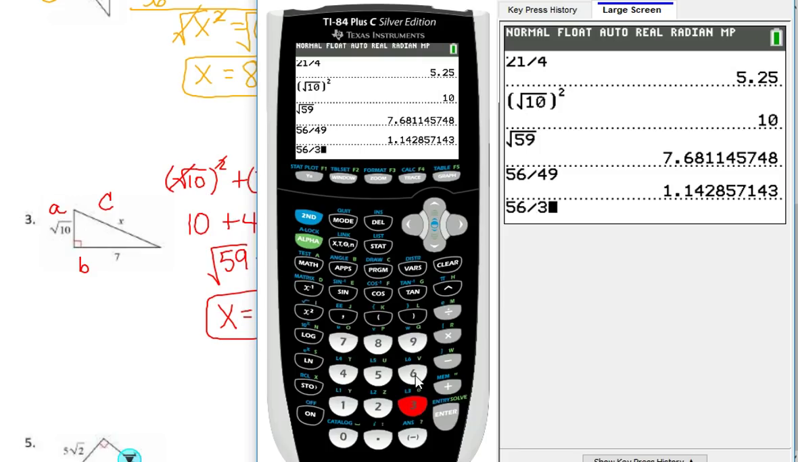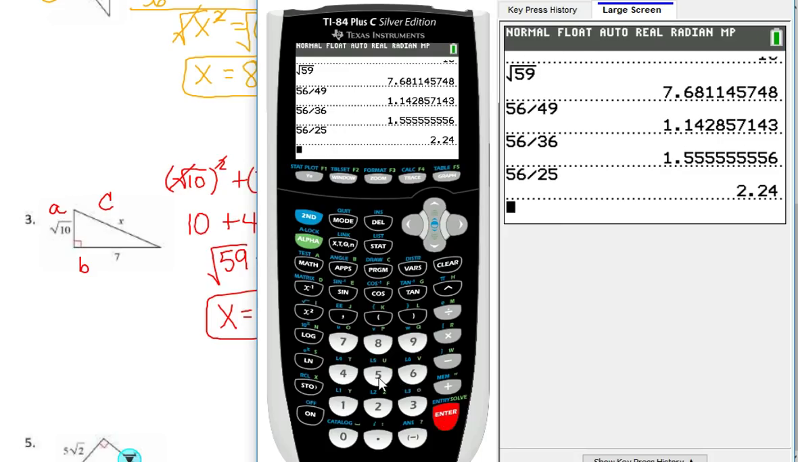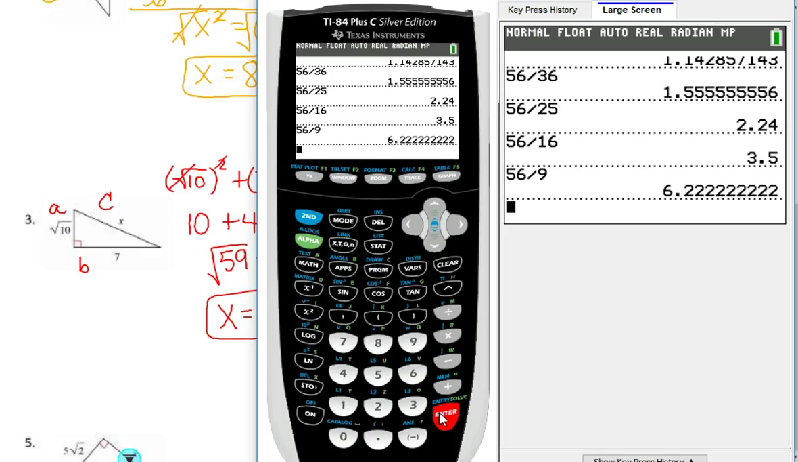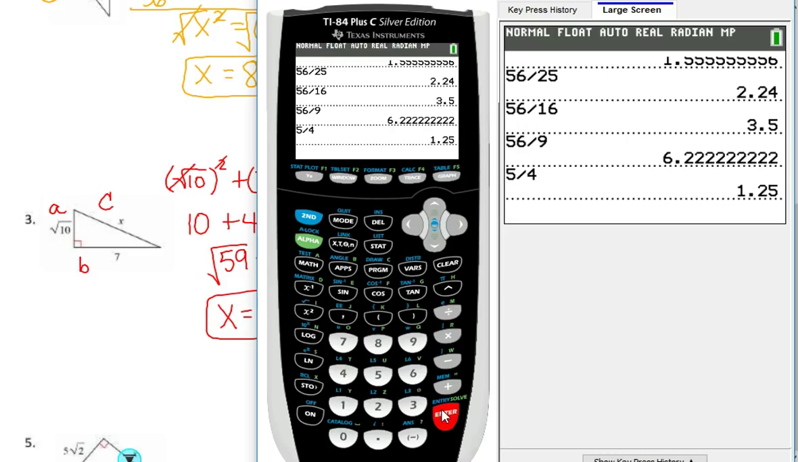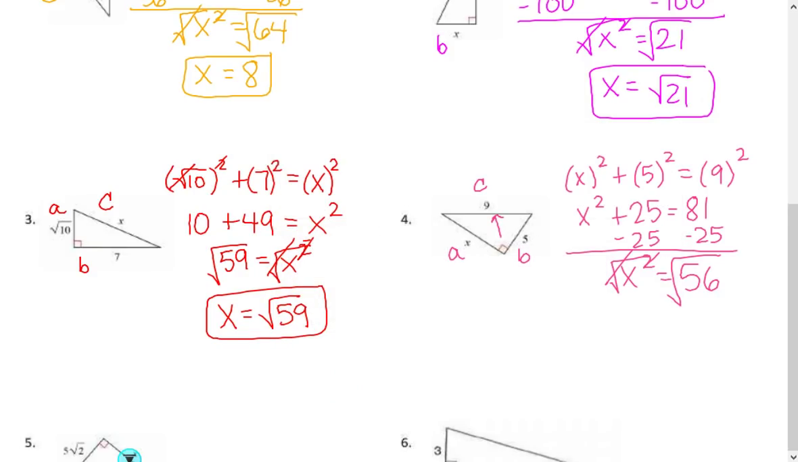56 divided by 36. 56 divided by 25. 56 divided by 16. 56 divided by 9. 56 divided by 4. Oh wait, 56 divided by 4. There we go. Right there, I did find my perfect square. 4 is the largest perfect square. So I'm going to break this down into a factor pair now. And that got ugly.